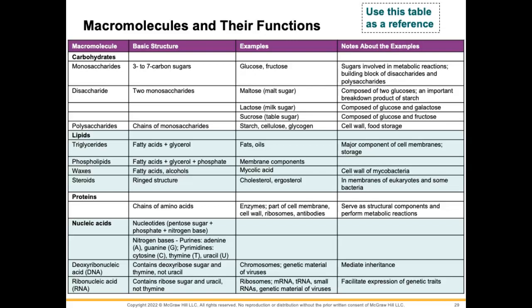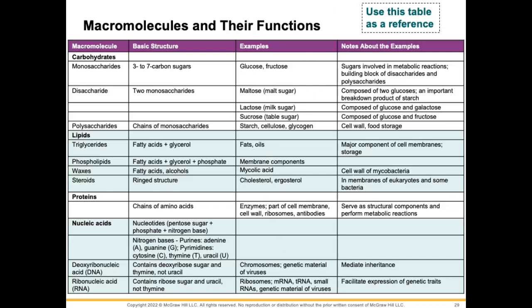Proteins serve as structural components and perform metabolic reactions, and we'll learn later on that there are different examples of proteins, including antibodies. Antibodies are proteins. Enzymes are proteins. Enzymes are needed in metabolic reactions. So hopefully you'll be able to remember that. And there's some other examples listed here as well.